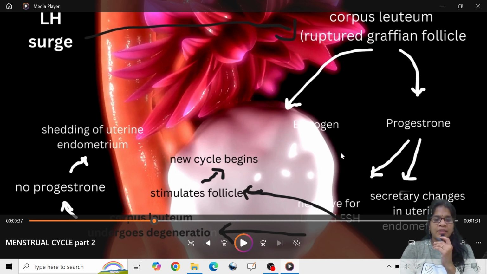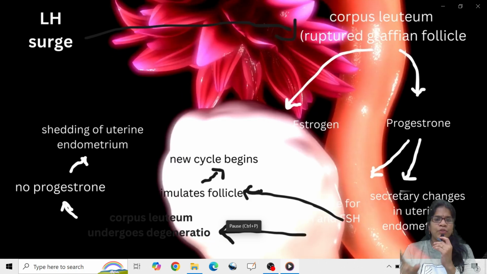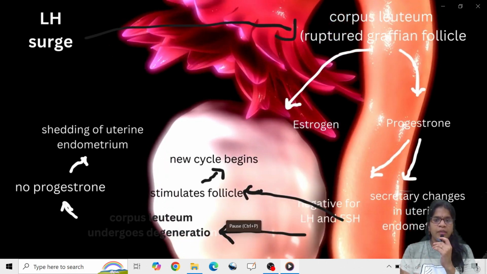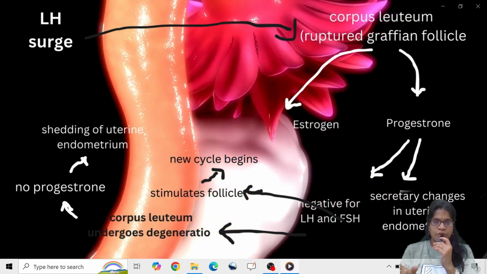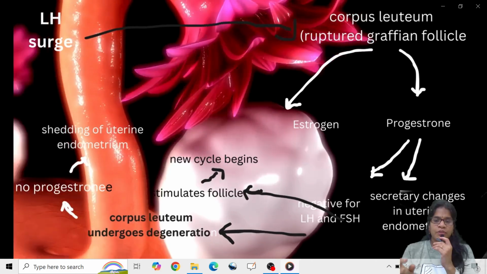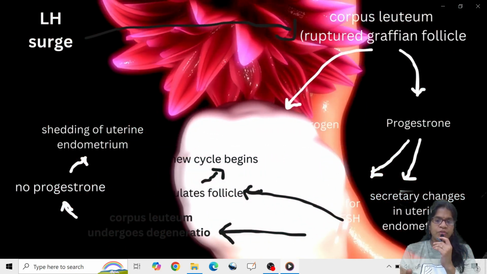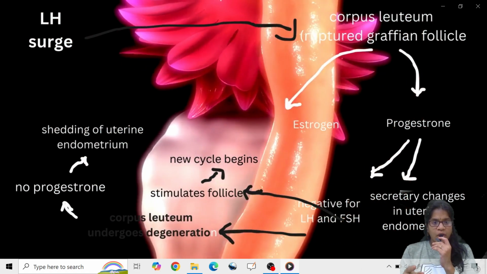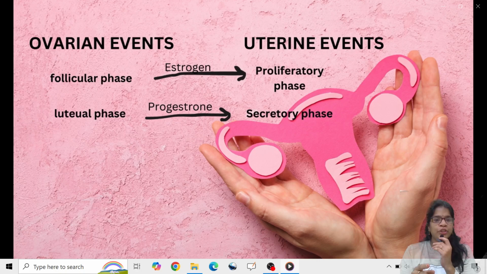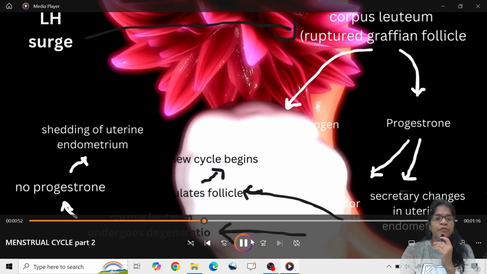So I have given you a small cycle like this. LH surge leads to rupture of the Graafian follicle, and the corpus luteum will produce progesterone and estrogen. This progesterone will cause secretory changes in the uterus, and also gives a negative feedback to FSH and LH. So LH for what? For the degeneration of your corpus luteum. And the FSH for what? For preparing you for your next cycle.